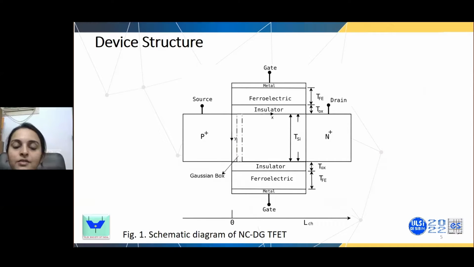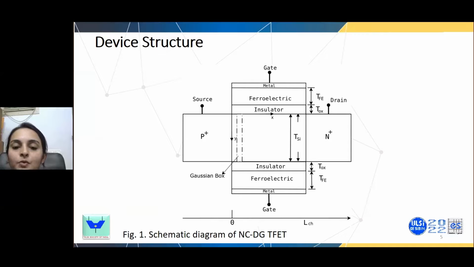Well, this is the device structure of the NC double gate TFET with a channel length of 100 nanometer and channel thickness of 10 nanometer. We have taken two insulator materials for a comparative study, silicon dioxide and hafnium dioxide, each of thickness 3 nanometer. The ferroelectric material taken here is silicon doped hafnium dioxide, which is CMOS compatible and shows ferroelectric properties even in a 3 nanometer thick layer. Its thickness is 5 nanometer.